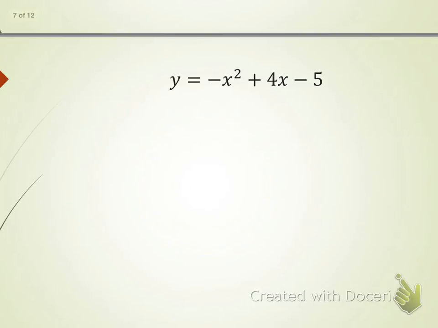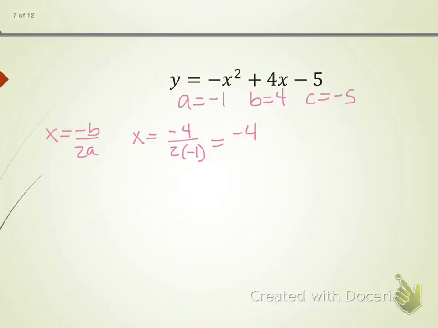Okay, so here's our next one. So a is negative 1, b is 4, and c is negative 5. So first we plug it into our x equals negative b over 2a, because we're trying to find our vertex. So first we find our AOS, plug it in to find our vertex point, and then we can create our equation. So we have x equals negative 4 over 2 times a, negative 1. So we got 2 times negative 1, which is negative 2, so 2. So I got x equals positive 2 for my AOS.